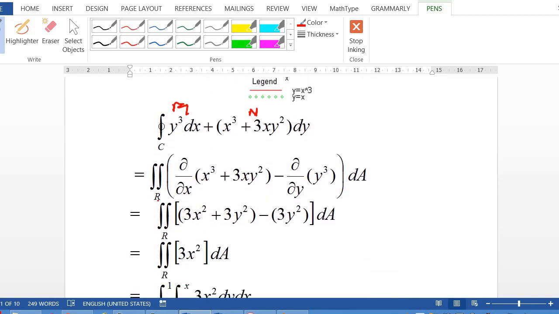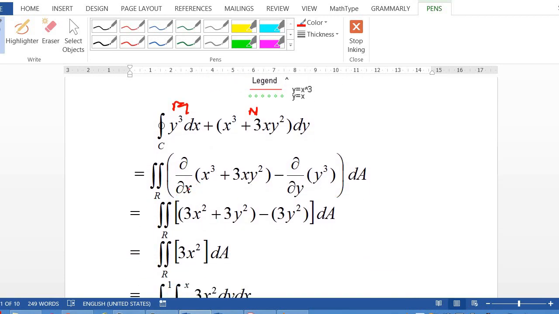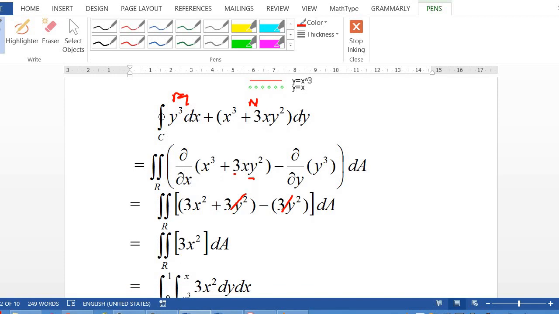So evaluate the partial derivatives first. Del del x of x cubed, you have 3x squared. Del del x of 3xy squared, where the 3 is a constant and y squared is constant, I get 3y squared. So minus del del y of y cubed, you get 3y squared. So 3y squared minus 3y squared cancels. The integrand is just left with the integral of 3x squared dA over region R.